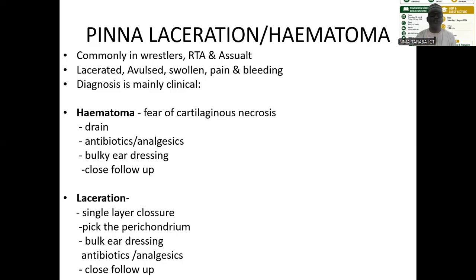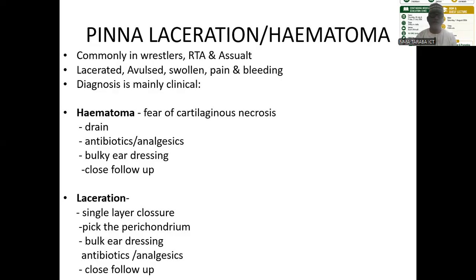What we need to do when these patients present is drain the hematoma, either by needle aspiration or I&D. Then we evacuate the clot. We cover the patient with antibiotics and analgesic. We apply bulky ear dressing to prevent recollection of the hematoma. Then we follow up these patients closely because there is a very high tendency that this hematoma may recollect.